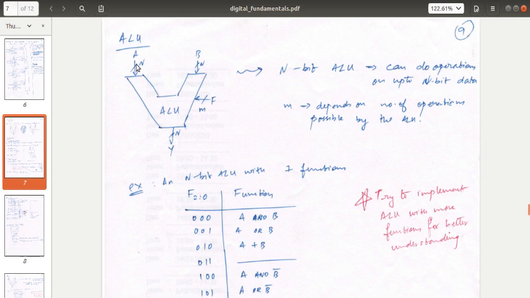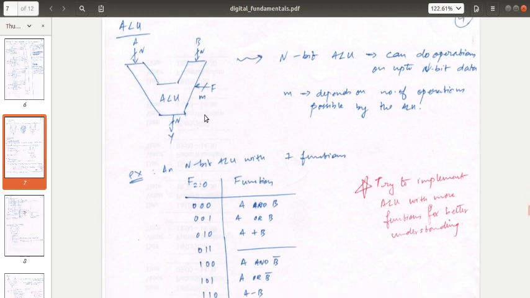It has two n-bit inputs, A and B. It has one n-bit output Y, and it can do certain operations, right? Which operation is being performed on the two inputs is decided by this one, the ALU function. This is an m-bit input. This m depends on the designer and how many operations he or she is planning to implement using the particular ALU.